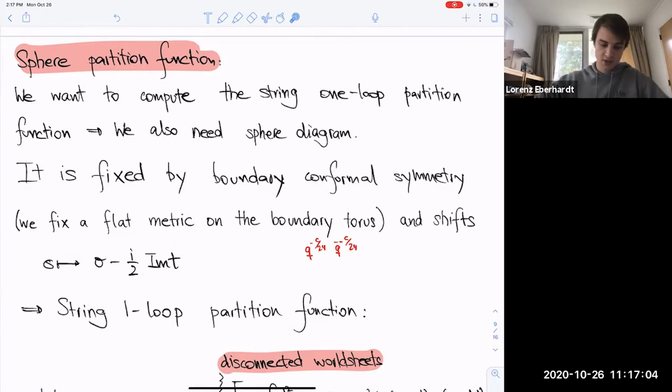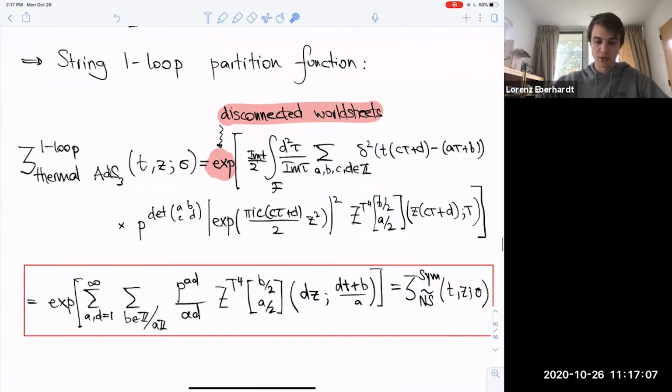But with these things, you can now write down what is the string one loop partition function. And after that, we can finally talk about interesting physics. So, okay, thermal AdS3 partition function, you need to take some exponential because you need to account also for disconnected worksheets. Until now, we just talked about a single torus. And then basically you write down what I copied down from what we had above. So you sum over these 4 integers, you have the delta function, you have this p that measures the number of strings, you have some uninteresting phase, and you have the T4 partition function.